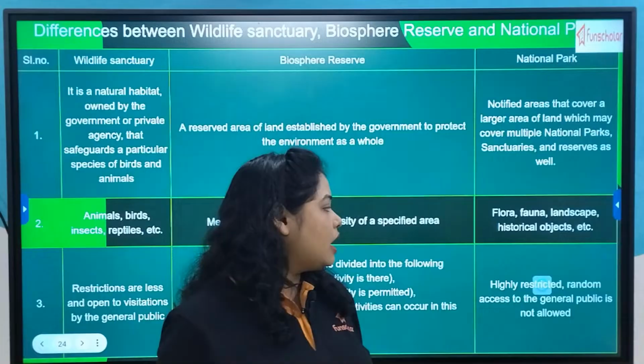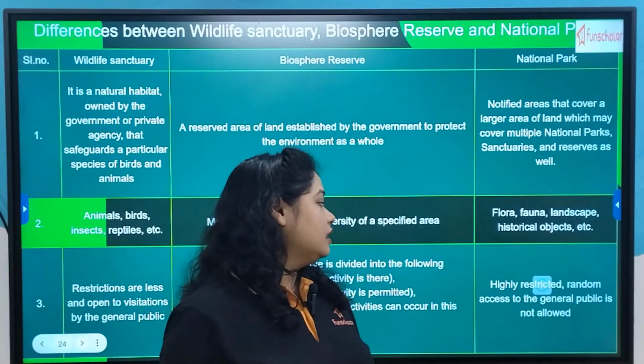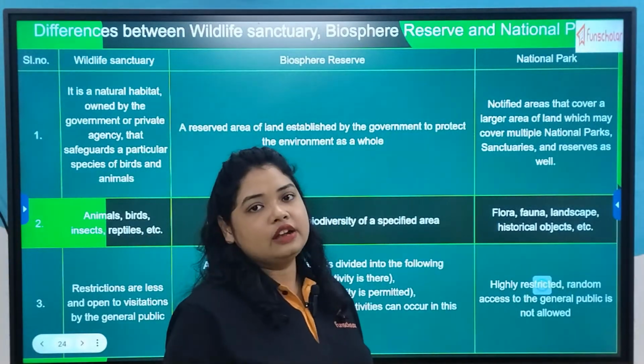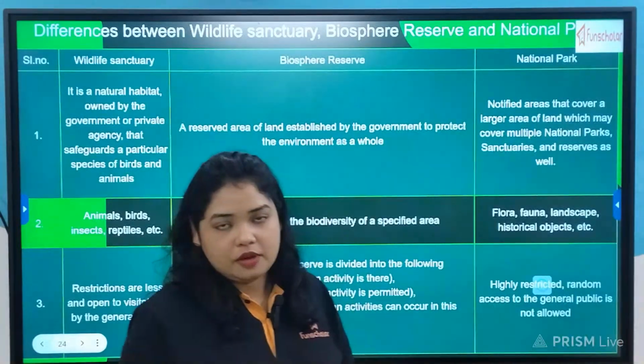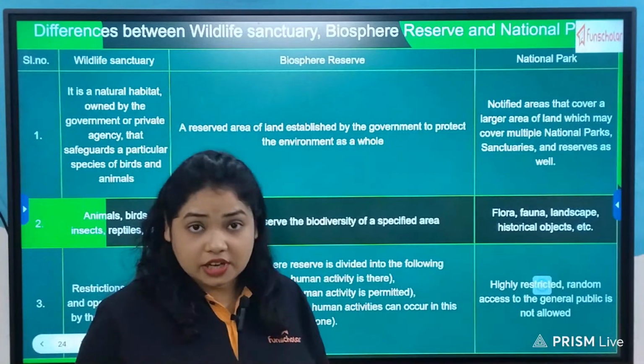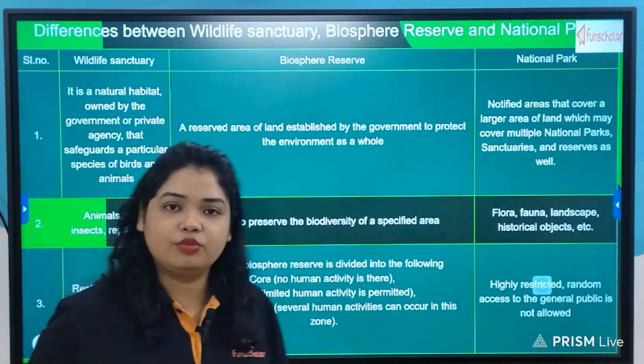And the national park is a highly restricted zone and no human interaction is allowed with the animals. They are not allowed to be disturbed by any means of human interaction.